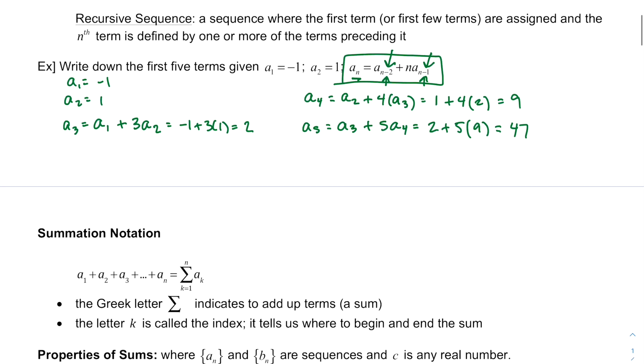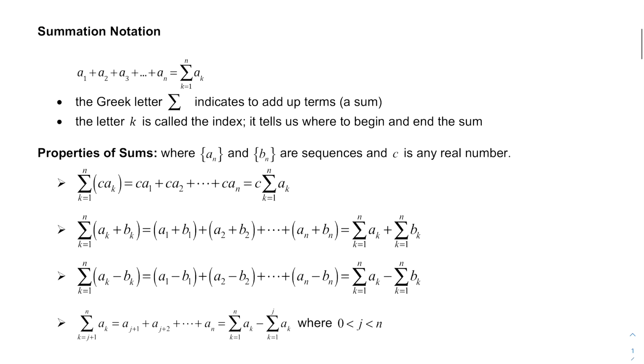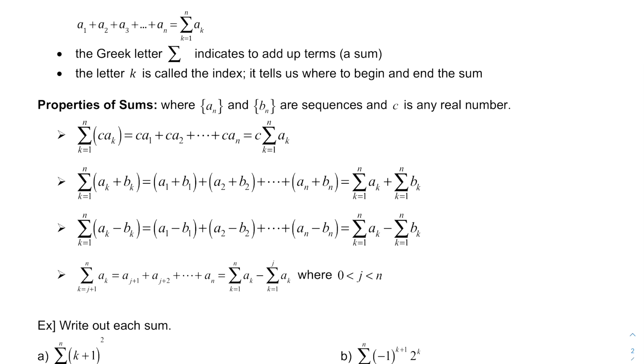So another thing we can do with sequences is start adding up the terms. When we do that, we're looking at a sum or a summation. So we have a special notation for that here. It's the Greek letter sigma. It's a shortcut to write out adding up n many terms. And sometimes we'll even be adding up infinitely many terms.